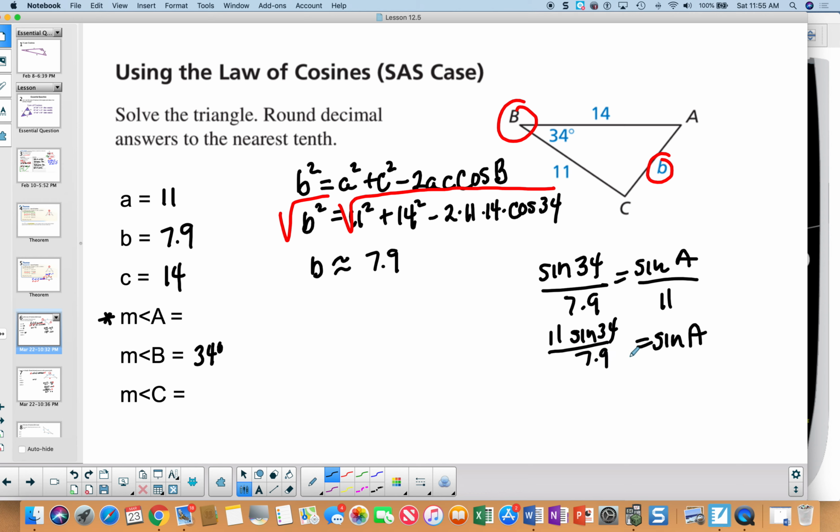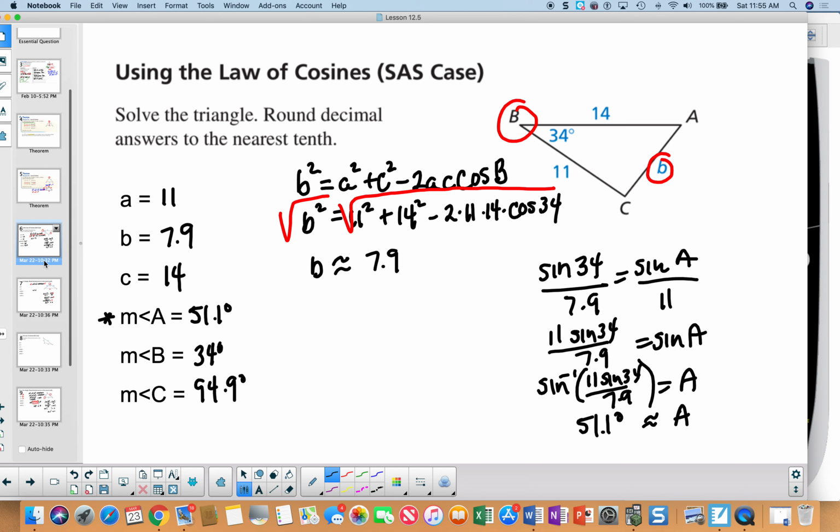And then to get A by itself, I'm going to have to use sine inverse. And when I put that in the calculator, I'm not going to make you wait, but the answer ends up being 51.1 degrees. Now at this point, all we have to do is subtract from 180, and we're going to get 94.9. And this is what we call solving the triangle.